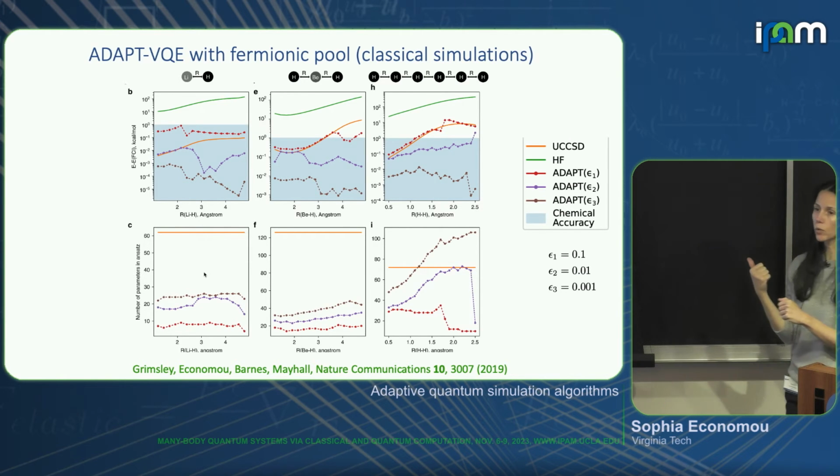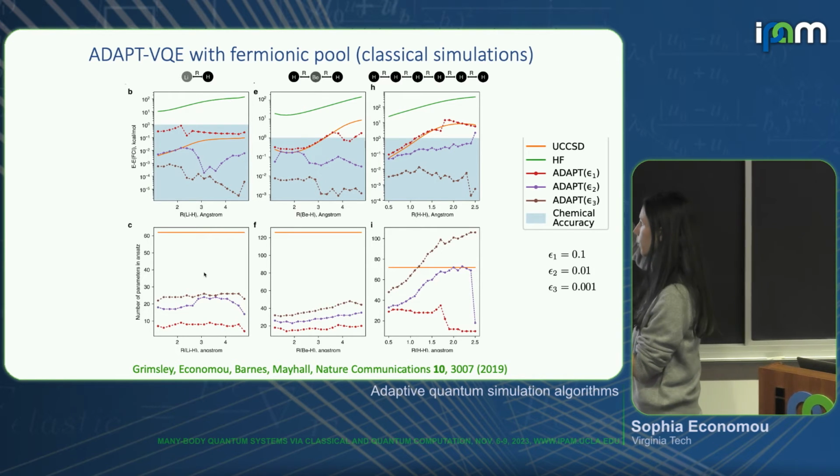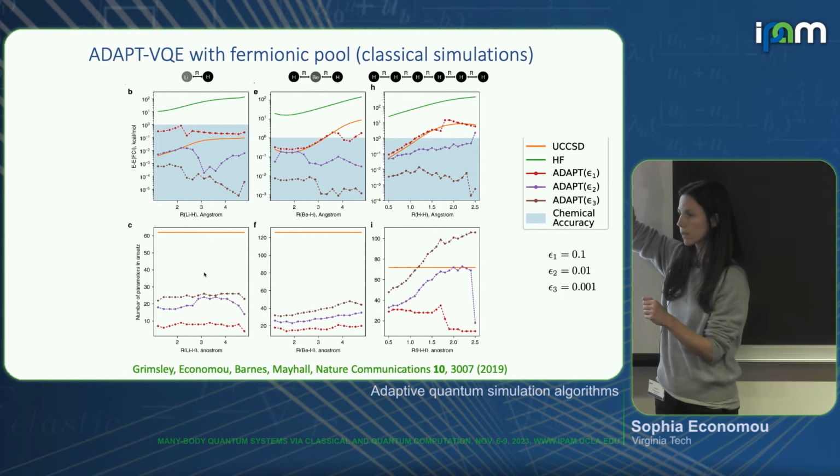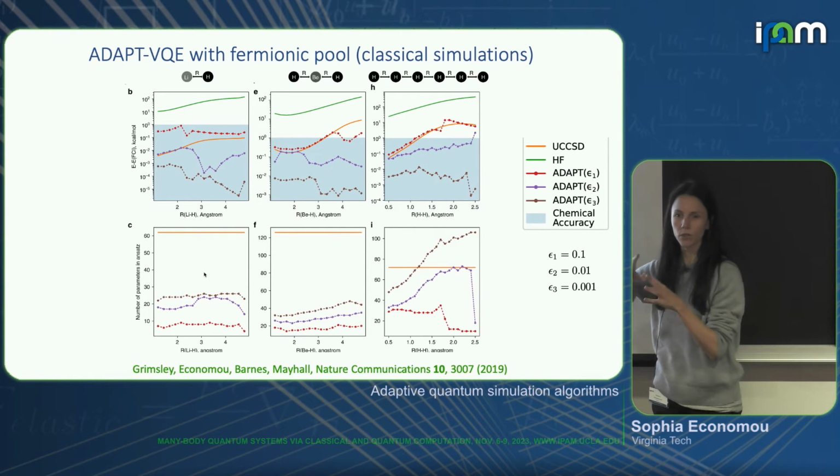And then we can compare to UCCSD, this ansatz I mentioned. And here we use the same operators that appear in the exponent of UCCSD. So you could think of this like some way of trotterizing UCCSD.